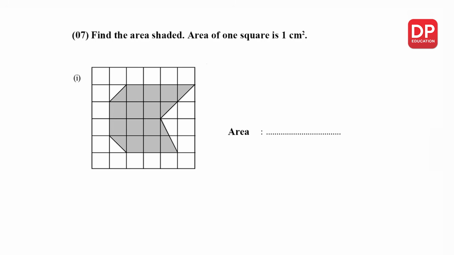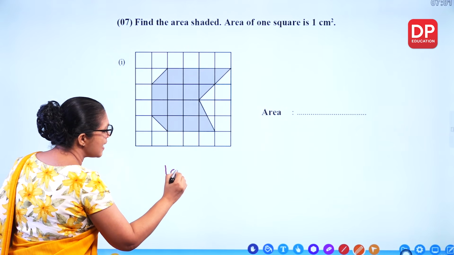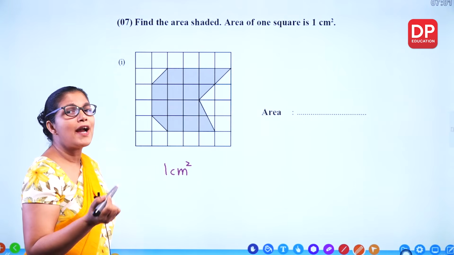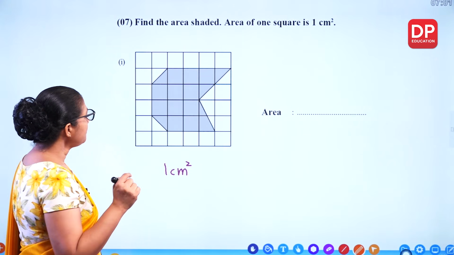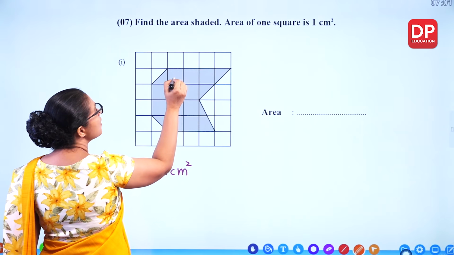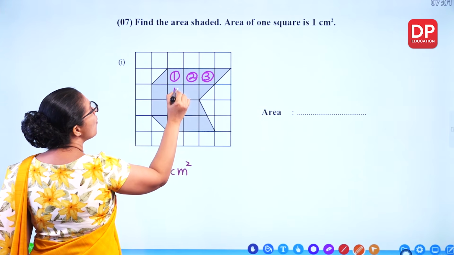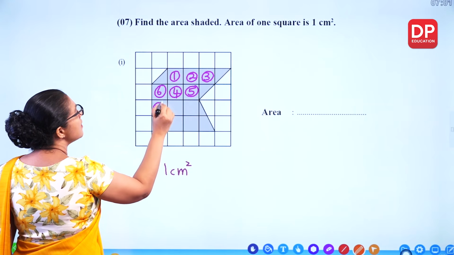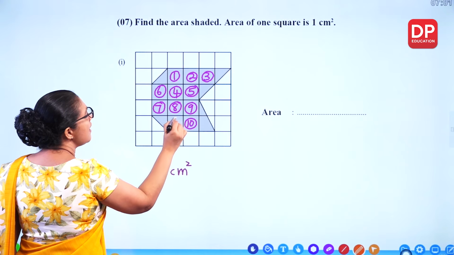Now look at this diagram and we want to find out the area of the shaded part. If we take 1 square as 1 square centimeter area, by counting the number of squares you can find the area. So we'll try to find out how many squares there are. I'll put numbers for that. 1, 2, 3, 4, 5, 6, 7, 8, 9, 10, 11.